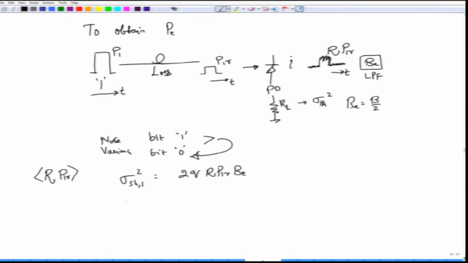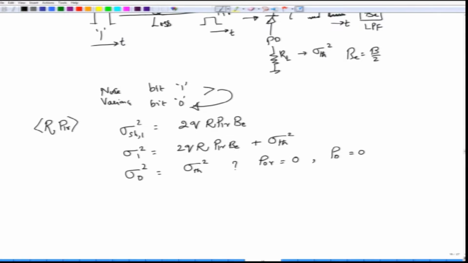Okay. The total noise when you have transmitted 1 is given by 2qR P1R B, this is the short noise component, plus there is a thermal noise component. However, when you have transmitted bit 0, the only noise that you are going to get is thermal noise. Why? Because we have assumed that the received power when a bit 0 is transmitted is equal to 0. That is because we assumed that the transmit power when you are transmitting bit 0 itself is equal to 0. This was the transmit power, we had assumed that P0 is equal to 0.